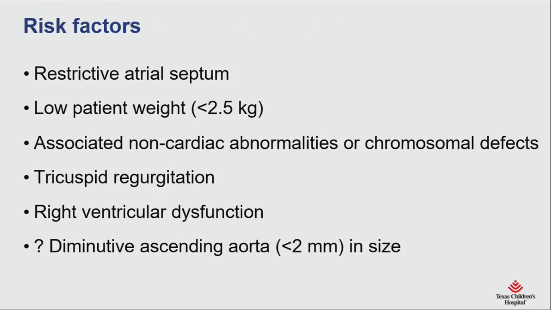Some of the risk factors: if you have a restrictive atrial septum or an intact atrial septum diagnosed prenatally, the likelihood of survival, even with fetal interventions and all that stuff, is still pretty poor. You're talking probably 30 to 40%. Low patient weight, associated non-cardiac abnormalities or chromosomal defects, a major one, especially on hypoplast. Tricuspid regurgitation and right ventricular dysfunction are going to be your two main cardiac categories of risk factors. And then some series has shown that diminutive ascending aorta was a risk factor. That has not proven to be the case in most other series.